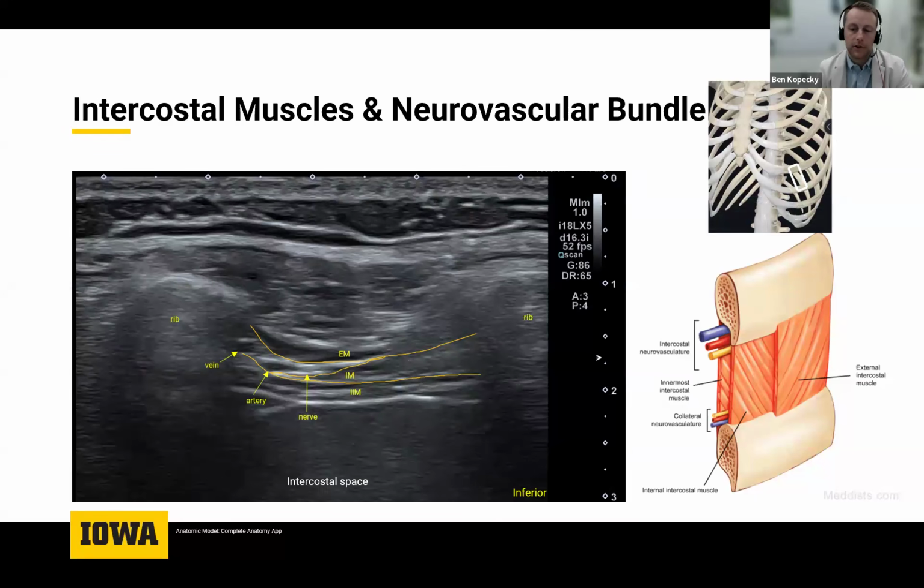So we just saw an example of an injury involving these muscles, but it's helpful to understand the normal appearance of the intercostal muscles as well. The intercostal muscles are best evaluated in the oblique plane, short axis to the ribs. So we can see the three layers here: the external intercostal muscle, the internal intercostal muscle, and the innermost intercostal muscle. The neurovascular bundle sits underneath the superior rib and is organized in this vein, artery, nerve organization.